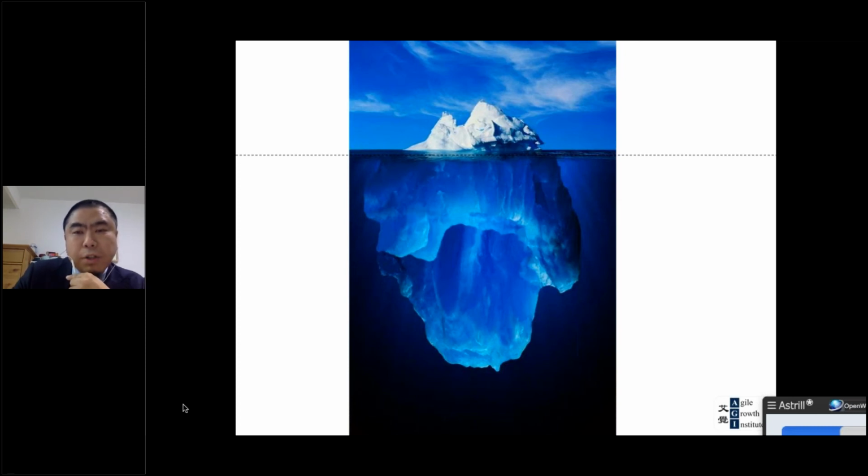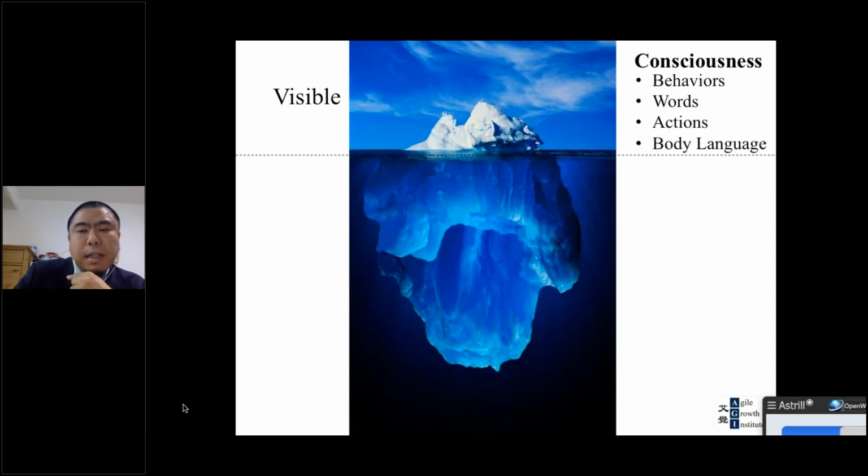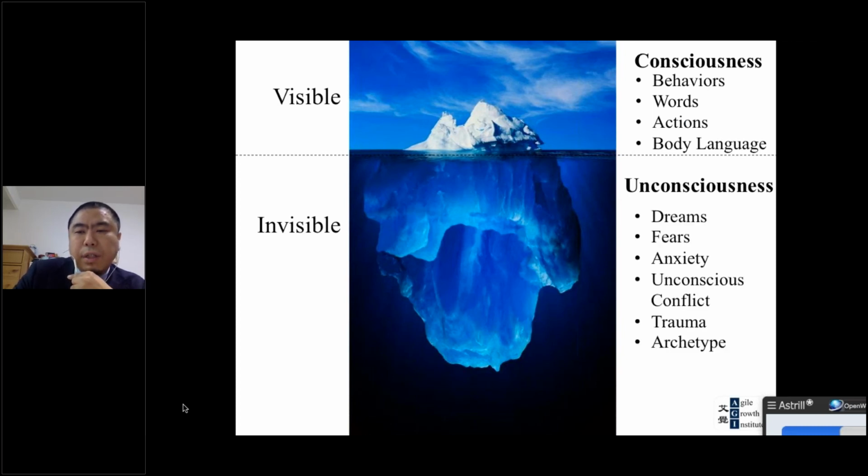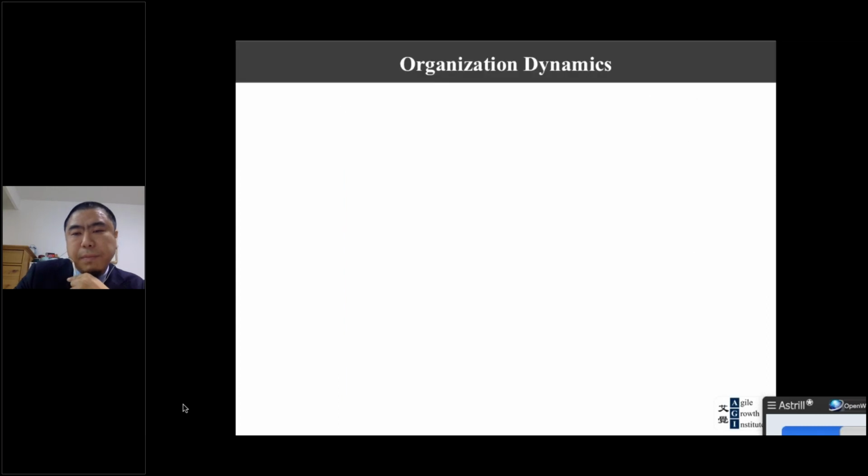On group level and organizational level, it is the same. At the surface of the water, it is the visible part. It consists of consciousness with behaviors, words, actions, and body languages which are visible. And under the water, it is the invisible part. It is driven by unconsciousness, including dreams, fears, anxieties, unconscious conflict, trauma, archetypes.